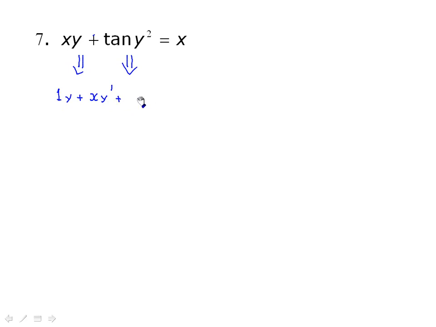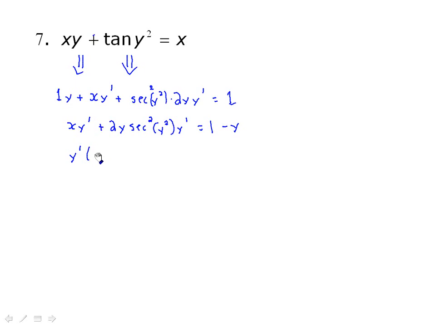Now the derivative of tan y squared is secant squared y squared. And then times the derivative of the inner, which is 2y y prime. And then that's equal to the derivative of x, which is 1. Now get your y prime terms together. I'll keep them on the left. So xy prime plus, I'll write it like this, put the 2y in front, and then secant squared y squared y prime. And that's equal to 1 minus y, so the y comes over.